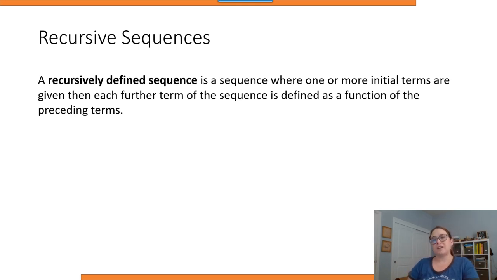A recursively defined sequence means that to find the next term in the sequence, I have to use previous terms. Okay, so they're a little more complicated to find terms versus the last one we looked at, where I just had a formula. I can plug in a value for n, and I know what the 10th term is without having to find all the terms that come before it. But with the recursively defined sequence, you need to know what some of the terms are that came before it in order to find the next one.